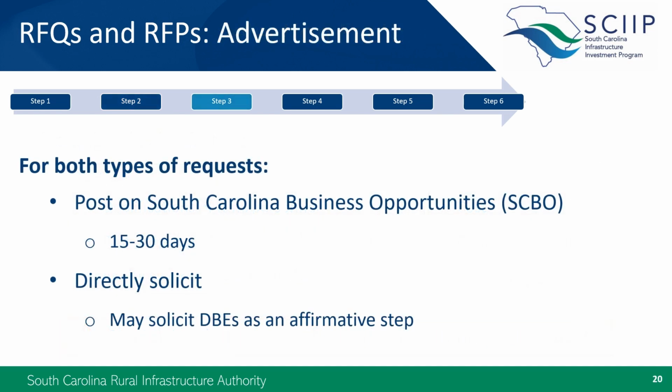Advertisement is pretty straightforward. We would like you to use the South Carolina Business Opportunities website, which we know as SCIIP-o, and you should also send the solicitation directly to firms you think may be qualified, including disadvantaged business enterprises, if that is one of the affirmative steps you're taking. You should keep a record of these direct solicitations with all your other procurement documentation.